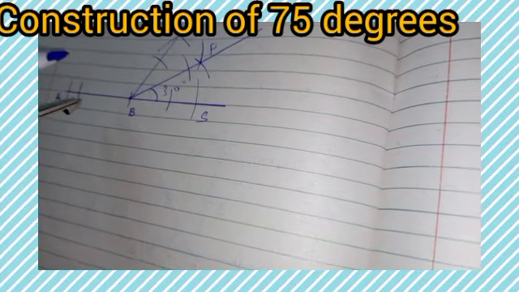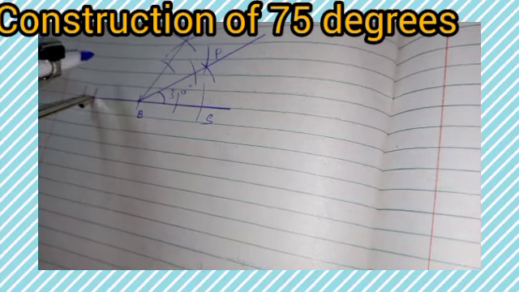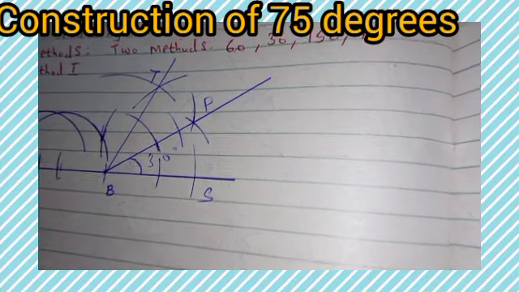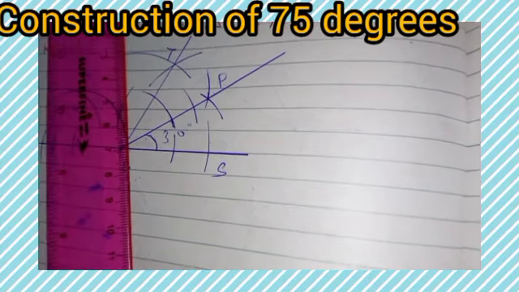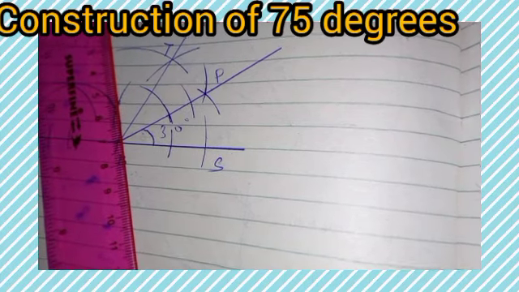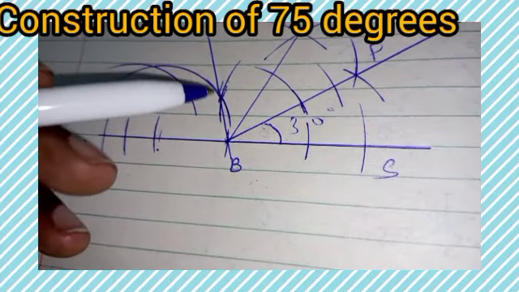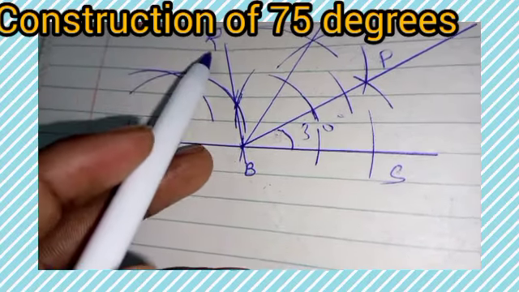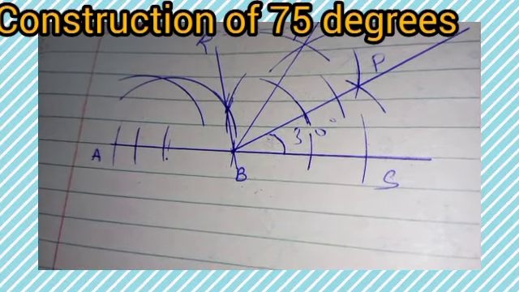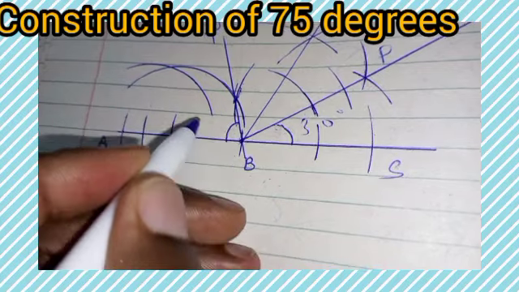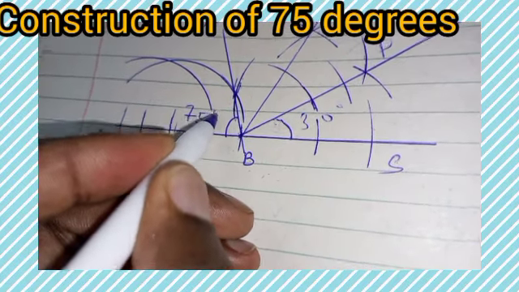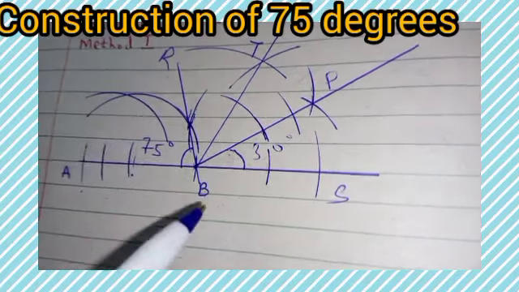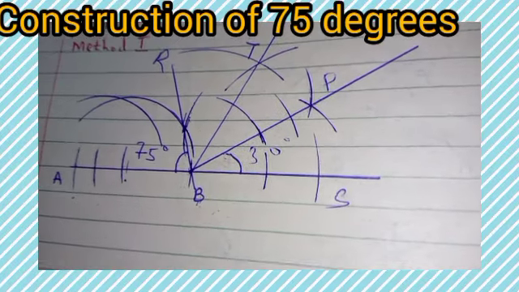Then at the arcs you have made on line AB, you make an arc as shown there. Where the two meet, you join them using a ruler. So now angle ABR is 75 degrees. This angle is equal to 75 degrees, that is angle ABR, and also angle RBP is 75 degrees.